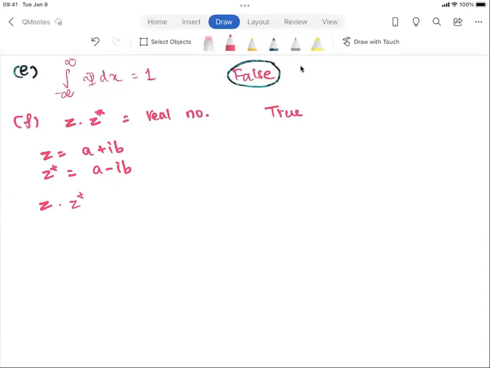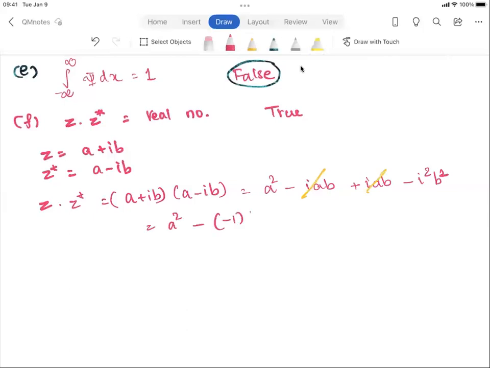Z times Z star, which is going to be A plus IB times A minus IB, which is going to be A squared minus IAB plus IAB minus I squared B squared. So this cancels, and we have A squared minus I squared B squared, where I squared is minus 1, which will be A squared plus B squared. And this is a real number. So the product of a number and its complex conjugate is always a real number. So the answer is true.